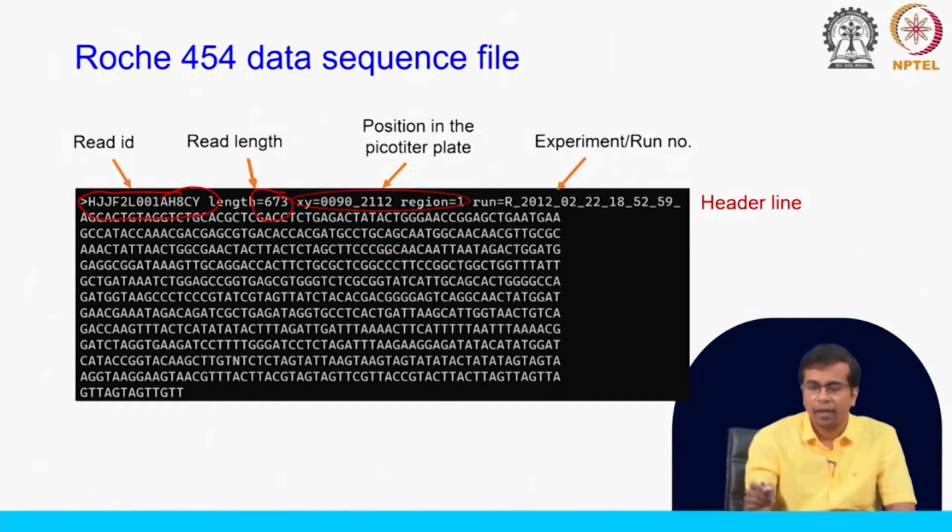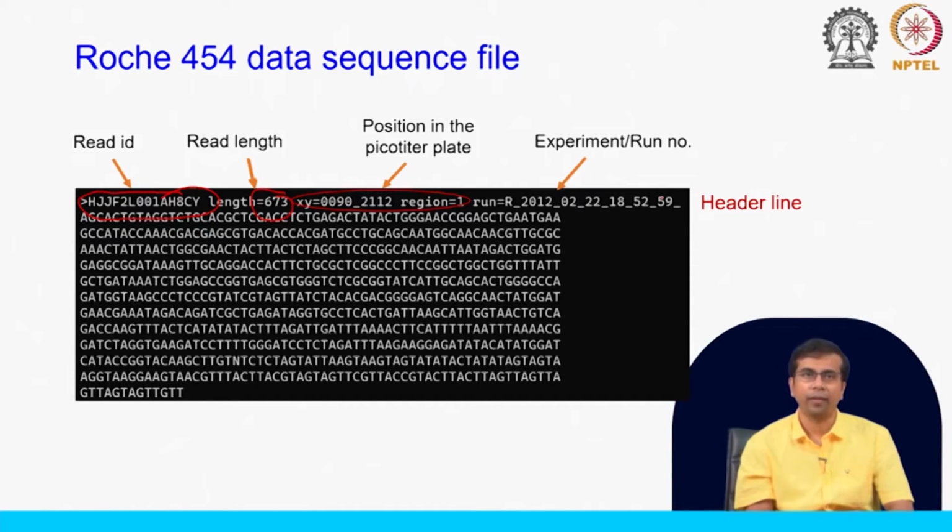And then followed by that you have this run number or experiment number, right. So, probably you can see the date and probably the time when this experiment was run, and this kind of information is there.